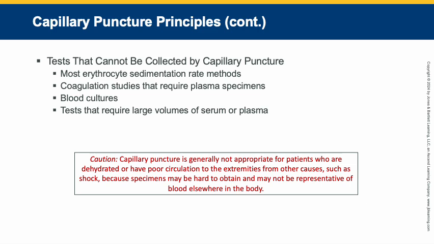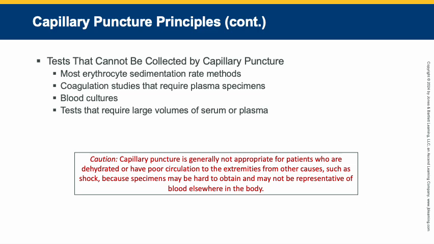Tests that cannot be collected by capillary puncture. Most tests today can be done on very small quantities of blood. However, there are some that are not acceptable. These include most erythrocyte sedimentation rate methods, which are called ESRs, coagulation studies that require plasma specimens, blood cultures, and tests that require large volumes of serum or plasma.